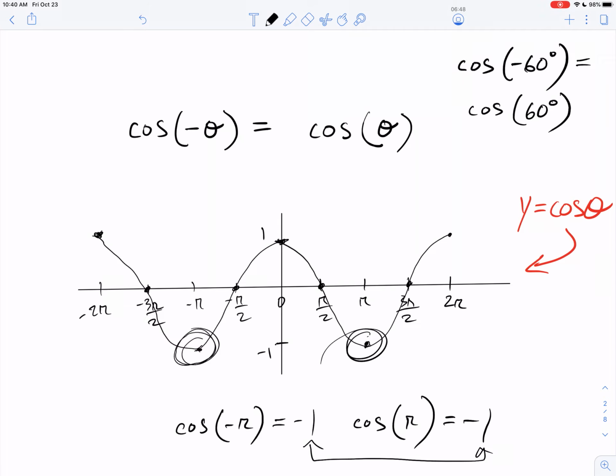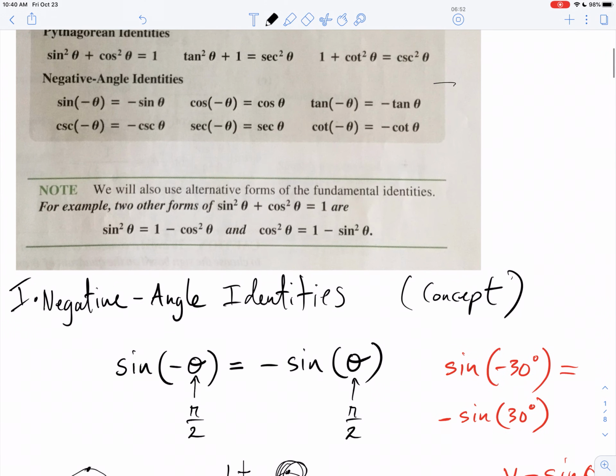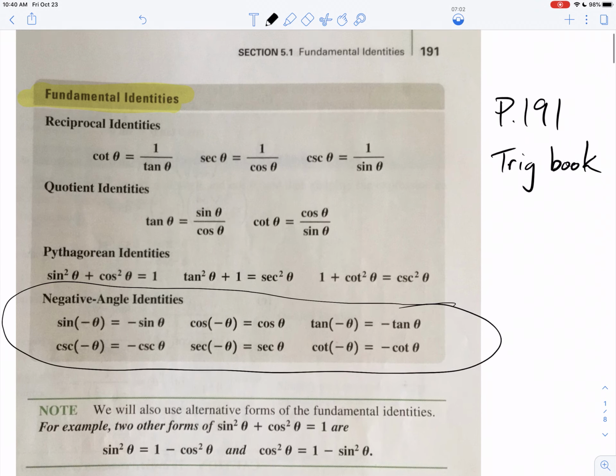So, what should you remember? You should remember this. That's called the negative angle identities. But I wanted you to see why they work, and what they mean.